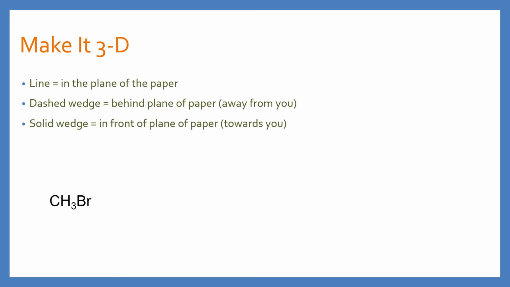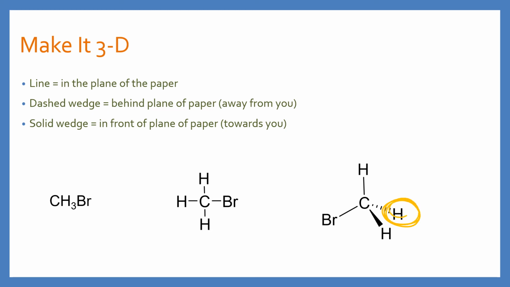bromomethane, CH3Br. This is a carbon that has 3 hydrogens and 1 bromine. You may recall from Gen Chem 1 that an atom that has 4 things attached to it is sp3 hybridized and is tetrahedral geometry. So the way that this has been drawn out, the bromine, carbon, and the hydrogen that's pointing upwards are all in the plane of the paper. This hydrogen that is on the dashed wedge is going away from us, is going behind the plane of the paper. And the hydrogen that is on a solid wedge is coming towards us. It is in front of the plane of the paper.